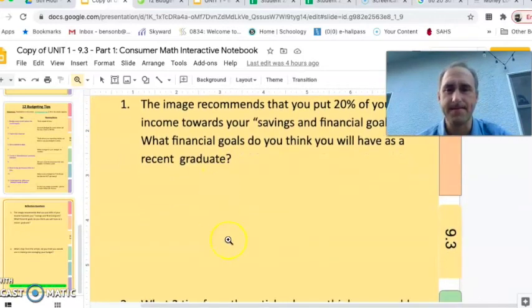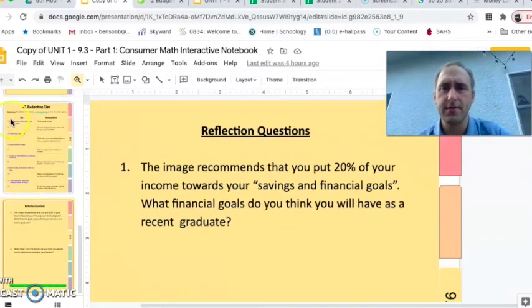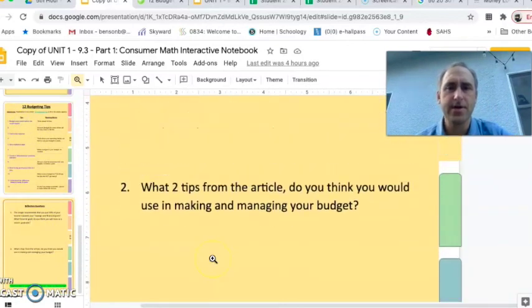List them here. Number 2, what are 2 tips from the article? 2 things from the page before. 2 things that you think that you could manage right now. Things that you feel like you could control and would be good first steps for you. That might be different than somebody else in the class.